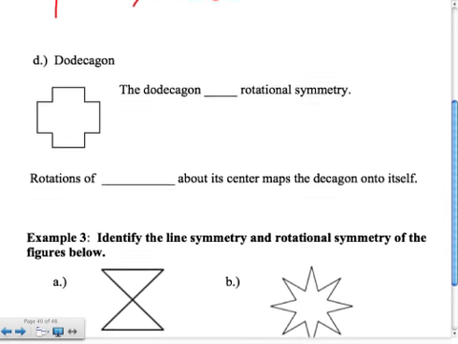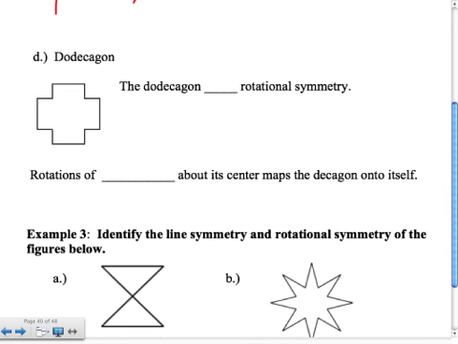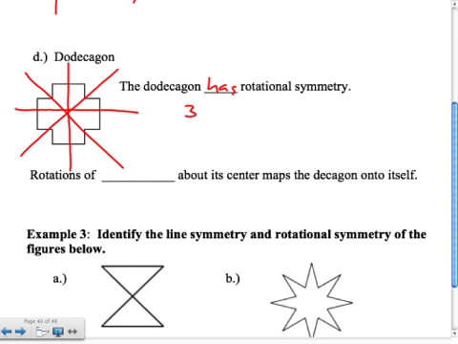What about this dodecagon? Let's look at the dodecagon. I can cut it in half this way and this way for sure, 1, 2. I'm pretty sure we can go through these, so 3, 4. I'm thinking that's about it. So we have 4 lines of symmetry, so it has rotational symmetry because we know 360 divided by 4 tells us that the angle of rotation would be 90 degrees.